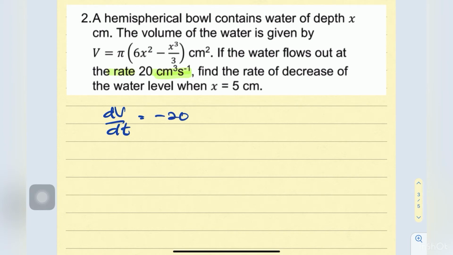Now you have to find the rate of decrease of the water level. Again, we find the word rate. Water level.